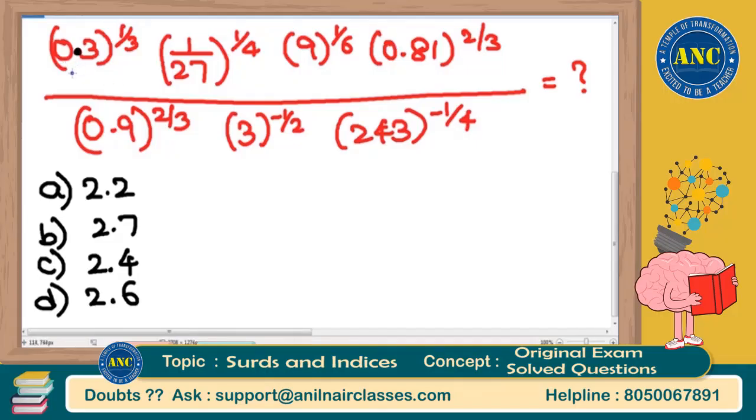Observe carefully. 0.3 is nothing but 3 power something. 27 is 3 power something. 9 is 3 power something. 81 is 3 power 4. Again 9 is 3 power 2. 3 is 3 power 1. 243 is 3 power 5. Every base which is given in this question, either in numerator or in denominator, every base is nothing but 3 power something.